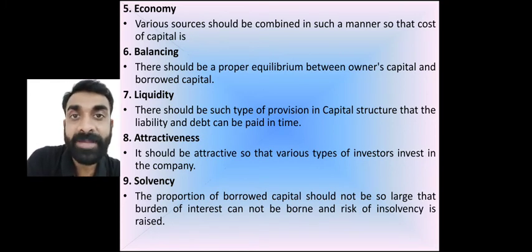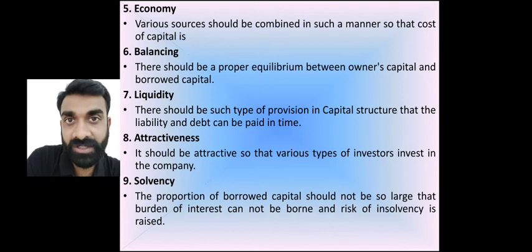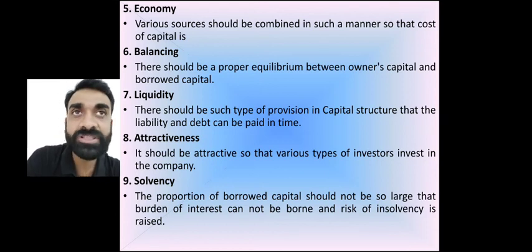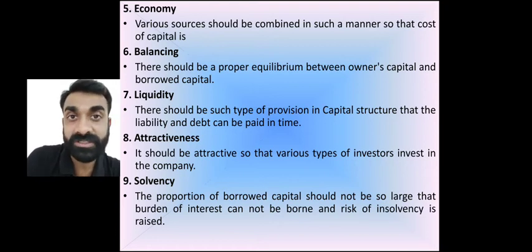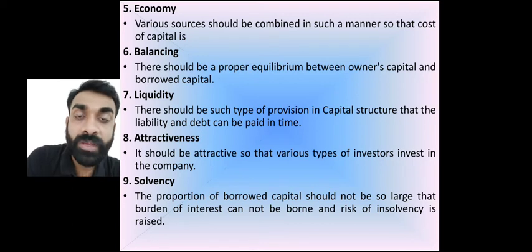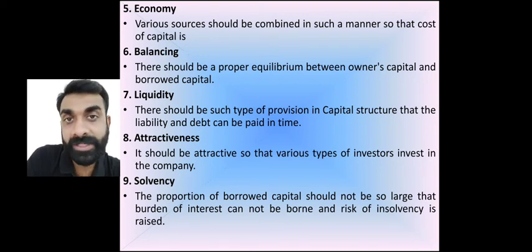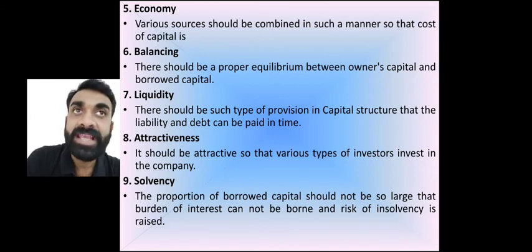Okay, then balancing. Balancing means, as I said, there will be an equal balance or equilibrium between the owner's fund and the borrowed fund. Owner's fund includes equity capital, preference capital, or the retained earnings that we have already learned in the 11th standard. So it must be a balanced thing. Why? Because in owner's fund you don't need to pay any rate of interest, there is no default payment. But when borrowed funds are there, we need to give that default payment to the creditors.